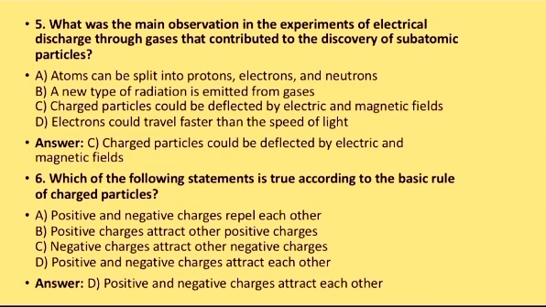Okay, we have question number 5 and 6. What was the main observation in the experiments of electrical discharge through gases that contributed to the discovery of subatomic particles? All the 4 answers are there. Try to answer on your own. Alright, so the correct option is C, that is, charged particles could be deflected by electric and magnetic fields.